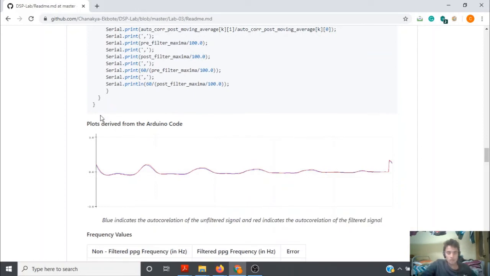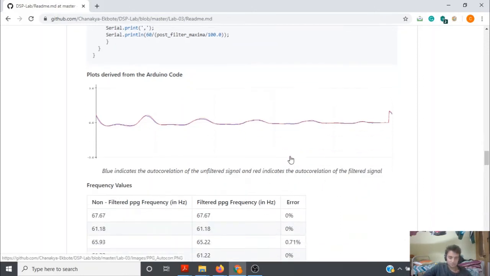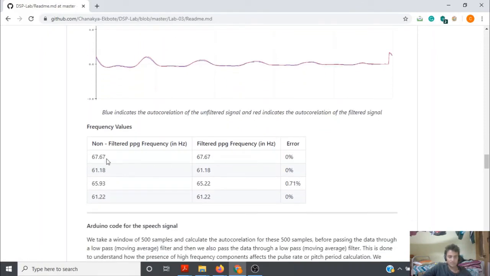The plot you can get from the Arduino code is just this, where you can see that the signal goes down and again becomes a peak, and again goes down and again becomes a peak. So you can see it's a periodic signal which is diminishing because of the finiteness of the signal. You can see that non-filtered as well as filtered PPG have not much of a difference, but in only one particular reading do you have some error. And the filtered one will be more accurate because we don't want the high frequency components, as explained before.